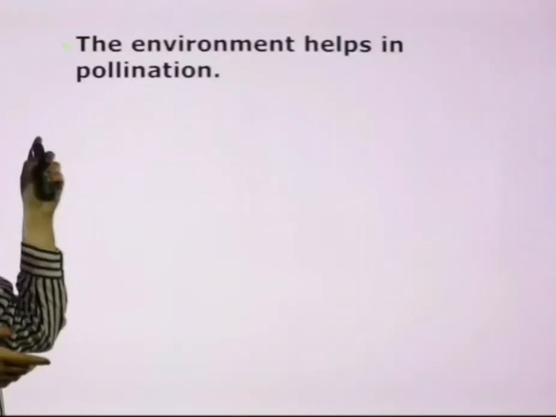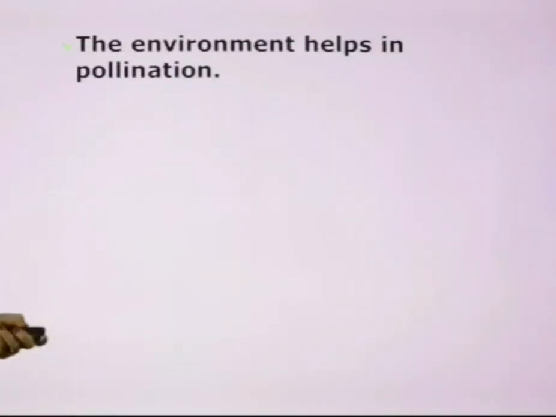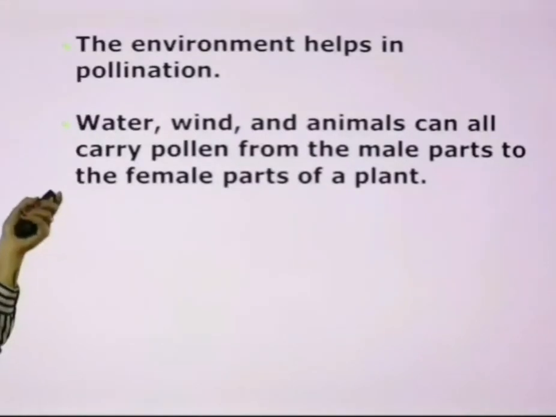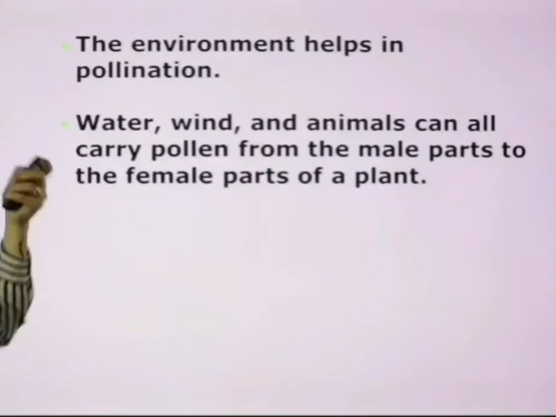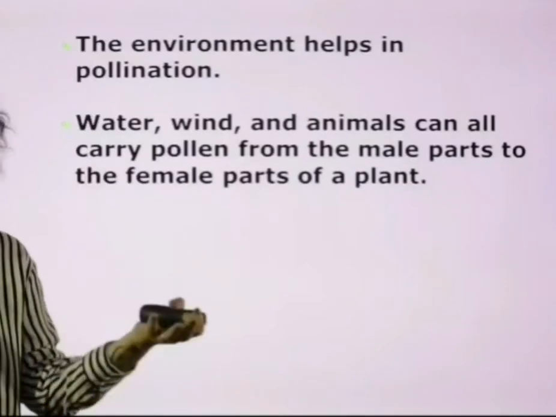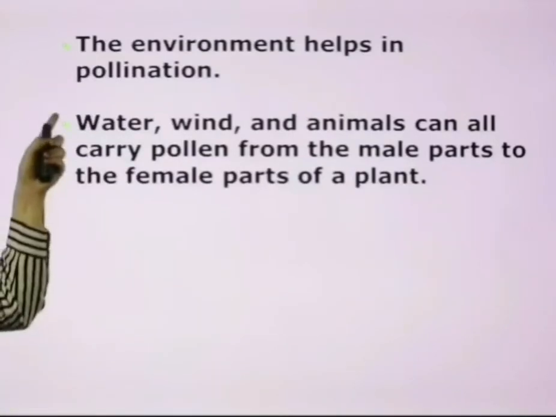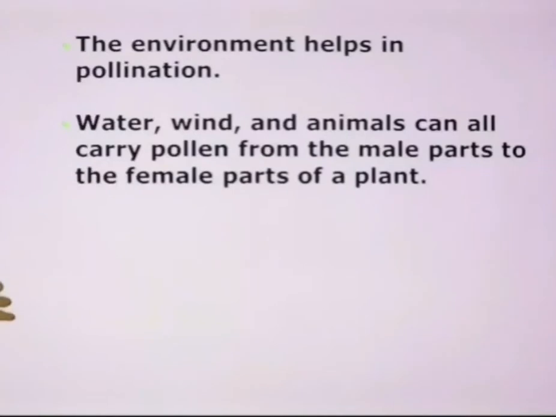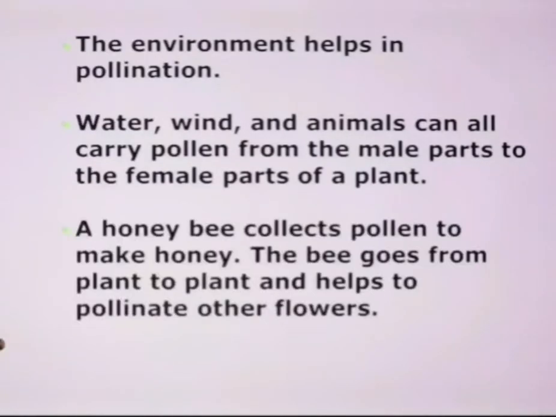The environment helps in pollination. Water, wind, and animals can all carry pollen from the male parts to the female parts of the plant. So we'll ask ourselves, how does this powder-like material go from the male part of the plant to the female part of the plant? Well, nature has a very big role in that because water, wind, and animals help in pollination.